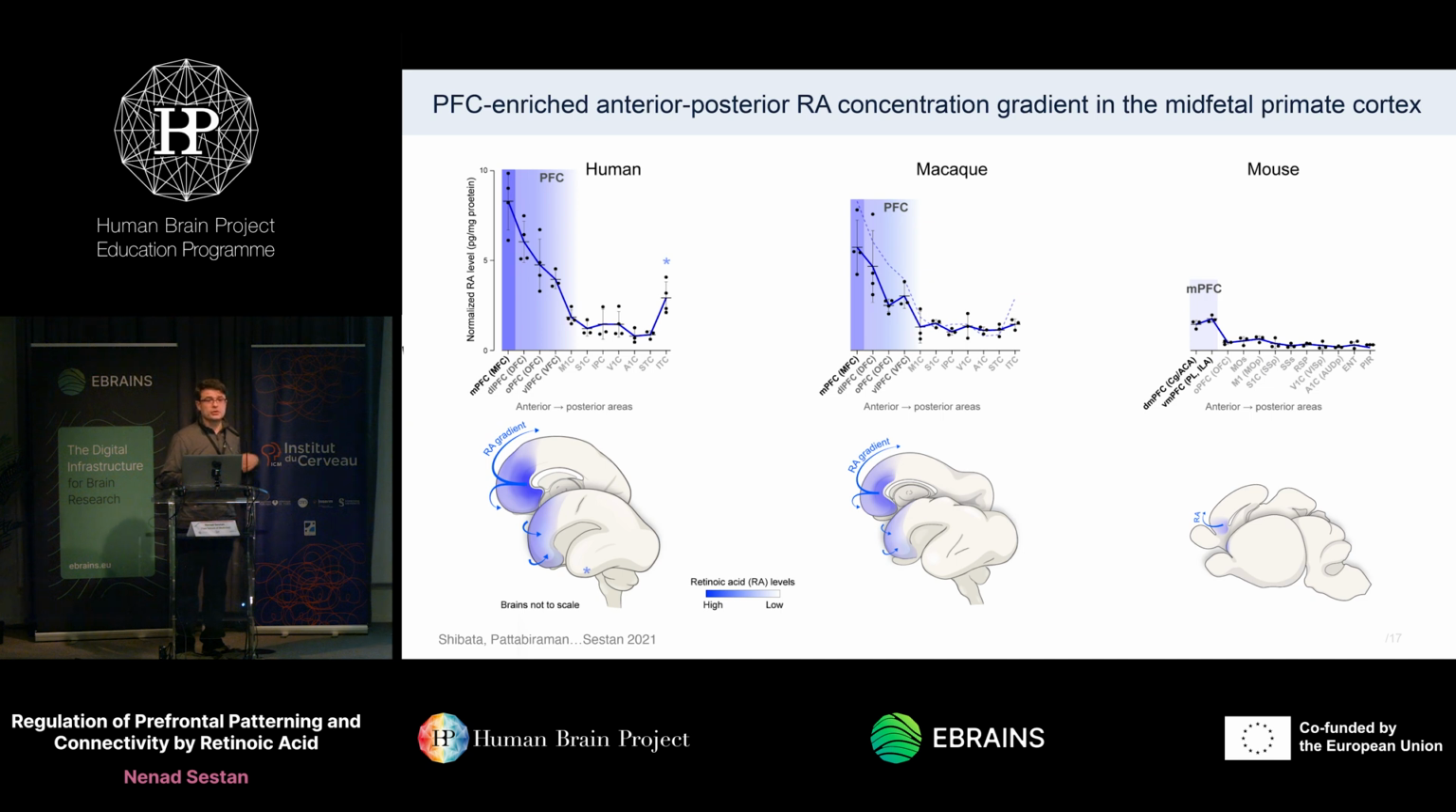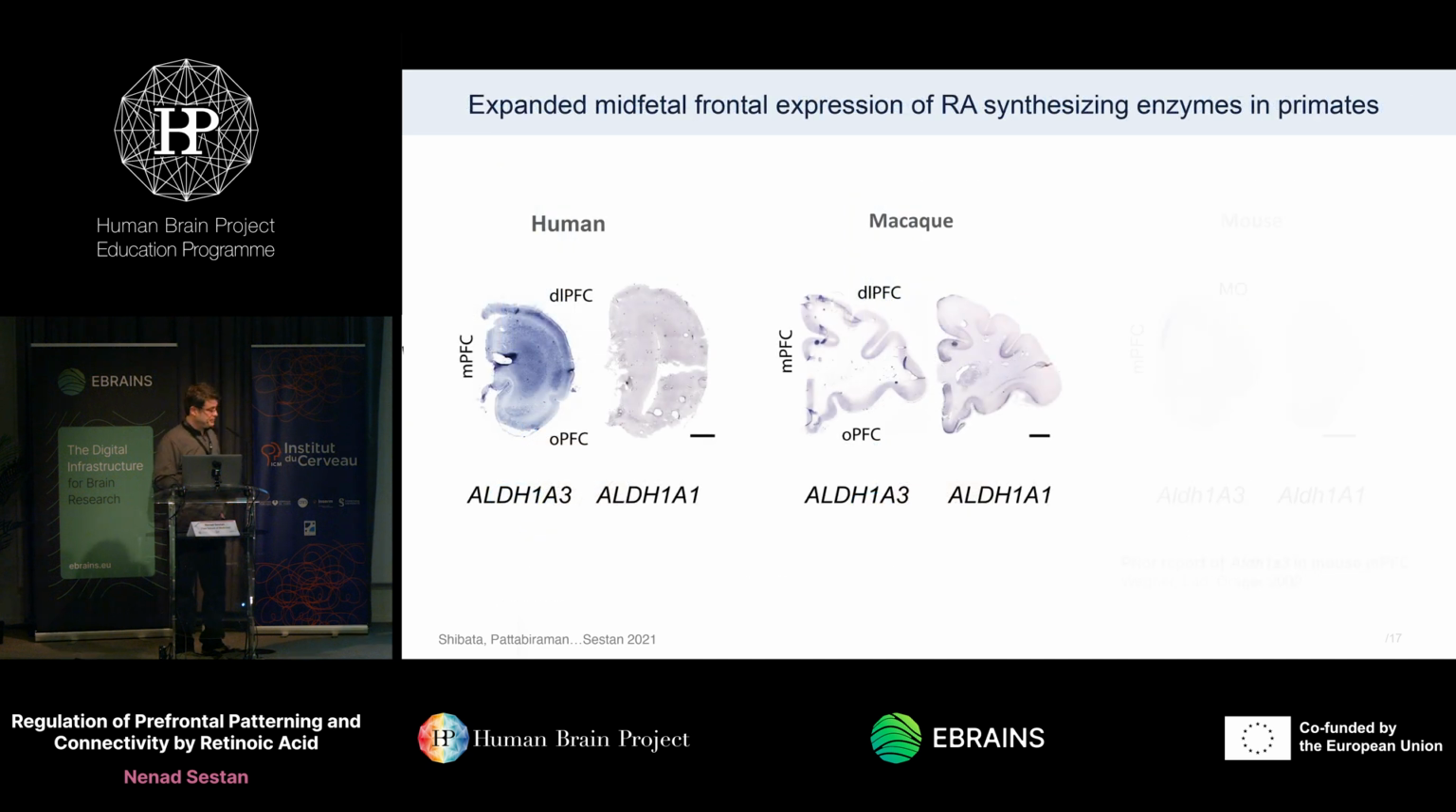So the next question, at the level of molecular mechanisms, is what makes this retinoic acid? And so we look at the three enzymes, and we found that two of them, A1 and A3, are broadly expressed in the mid-fetal prefrontal cortex, medially, dorsolaterally, orbitally. This is true for macaque.